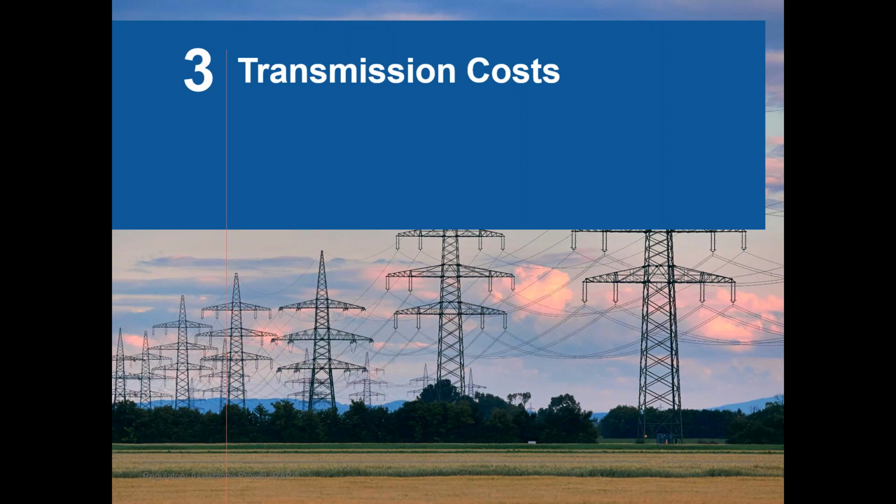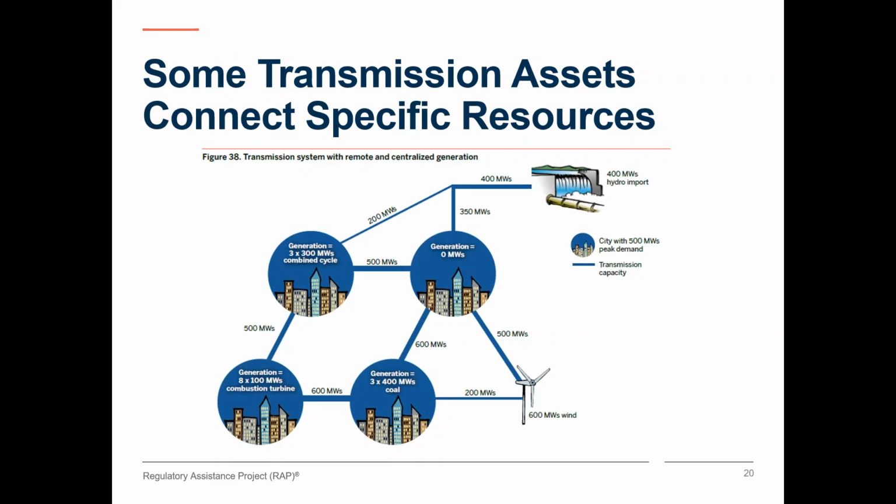Okay, so that covered generation, and many people think of cost allocation as basically being about the generation system. Over time, more and more attention has been paid to the other parts of the cost allocation, starting with transmission. This slide graphically shows how transmission assets serve different functions and therefore require different allocation approaches.